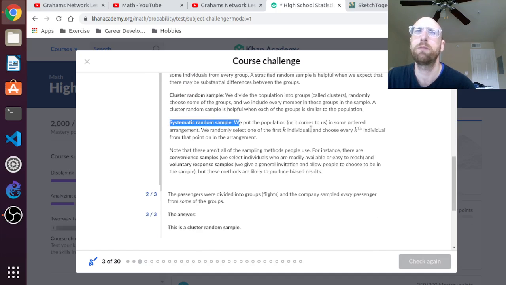Systematic random sample: we put the population, or it comes to us, in some ordered arrangement. We randomly select one of the first k individuals and choose every kth individual from that point on in the arrangement.